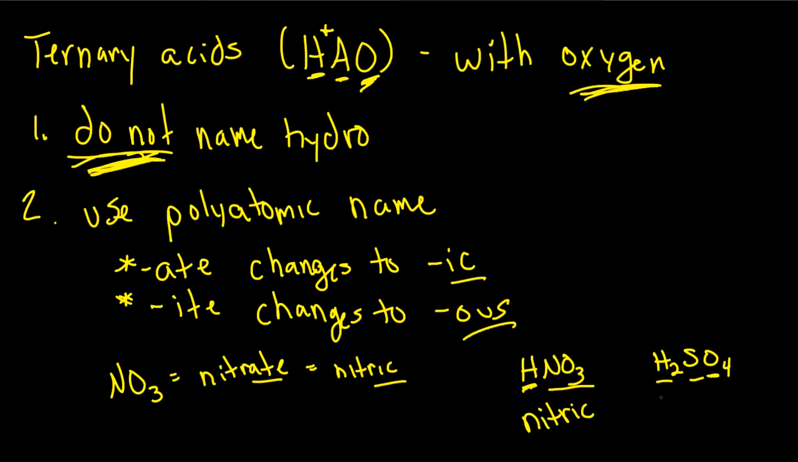So SO4 is sulfate. ATE changes to IC. This will be sulfuric acid. And just like the last exception, sulfur is still an exception here, where it uses its complete name and it gains IC.